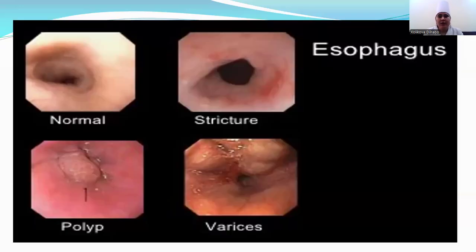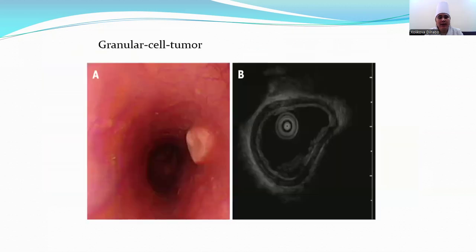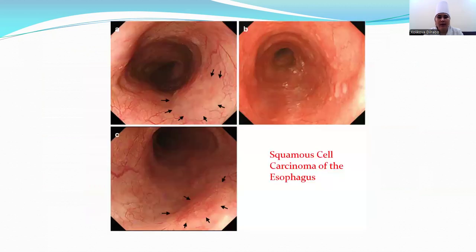It is a picture of the esophagus by endoscope. We can see normal esophagus, stricture, polyp, and varices. In this slide, we can see erosions of the esophagus and polyp of the esophagus. It is about granular cell tumor of the esophagus. In this slide, we can see squamous cell carcinoma of the esophagus.